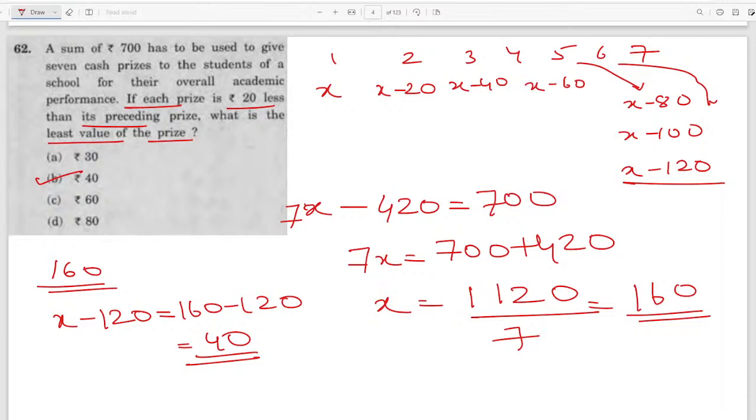So if you consider x is the least price and then you keep on adding 20 for the next 6 prices, then the value that you calculate here would be the least price. You can do that also. LKR, I didn't understand your question.